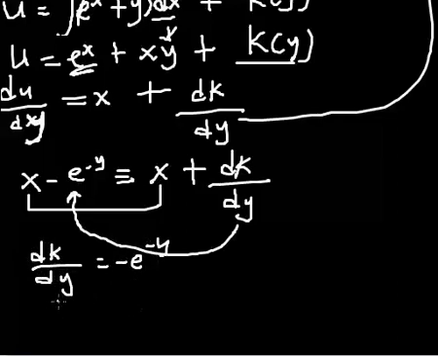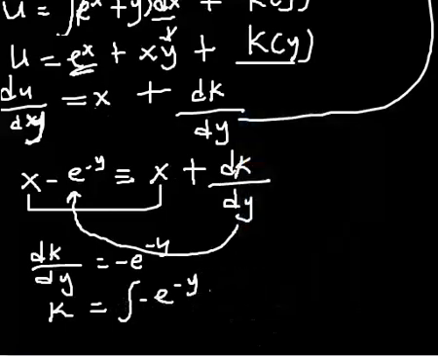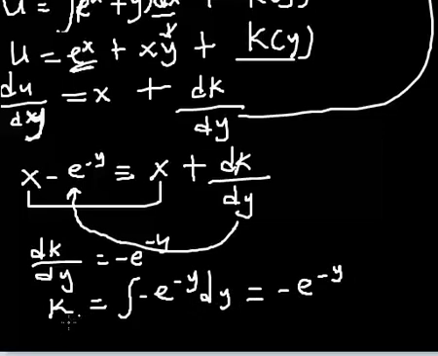Of course, for me to get the k, remember, all I just need to do is to cross multiply and find the integral value of the right hand side, which of course is minus exponent minus y. And the integral of minus exponent minus y with respect to y will still give me the same thing. So I'm still going to have minus exponent minus y. So have we got back here?